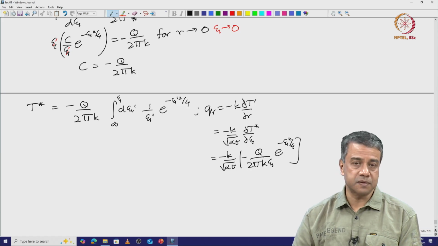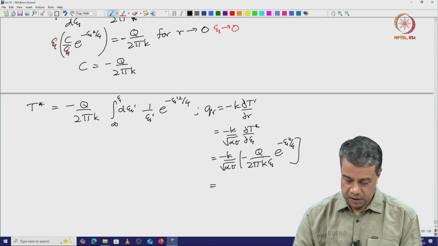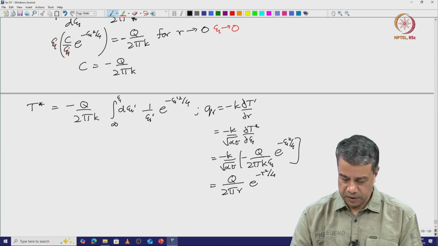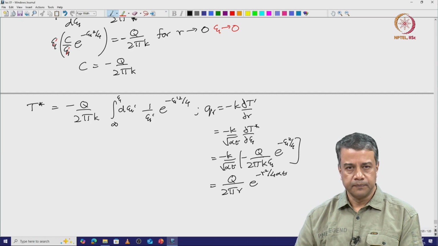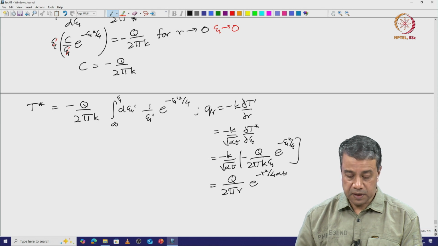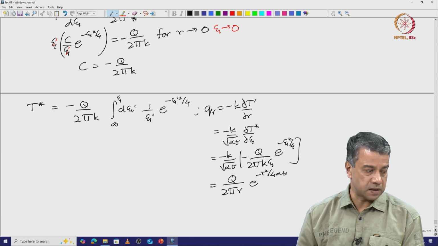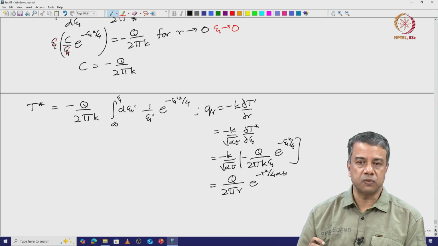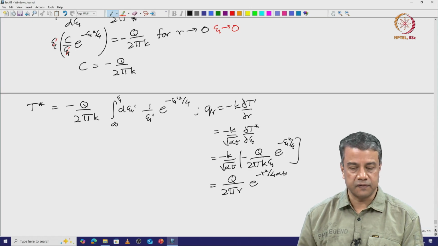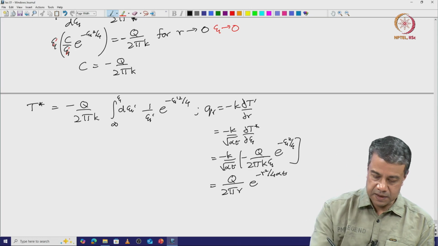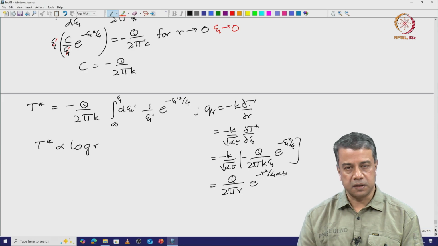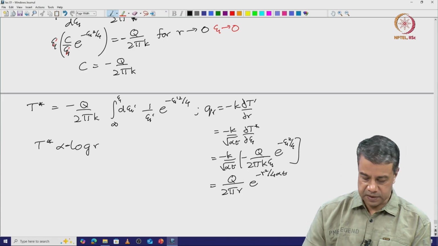And I could write it back in terms of the original variable r. So, this will just give me q by 2 pi r e power minus r square by 4 alpha t. So, that heat flux increases proportional to 1 over r as r goes to 0. As you go closer and closer to the wire, heat flux increases proportional to 1 over r, and heat flux is the derivative of the temperature with respect to r, which means that this T star is proportional to log of r as r goes to 0. It should actually be minus log of r because there is a negative sign here.